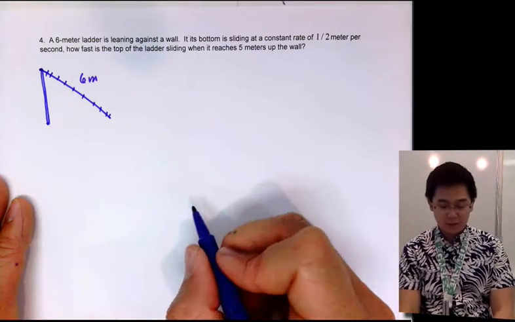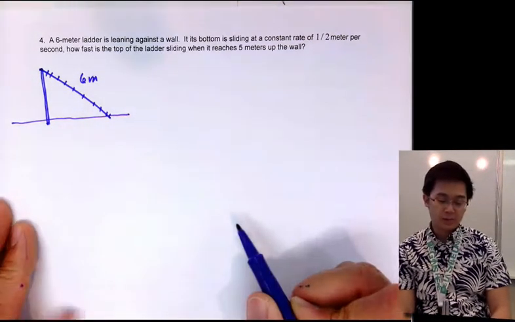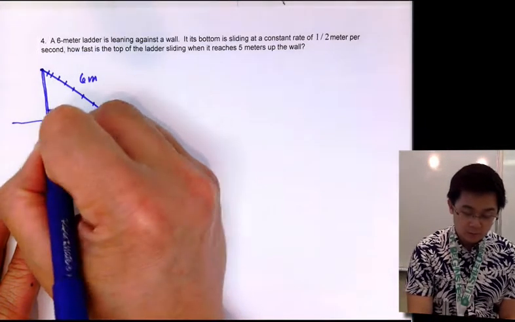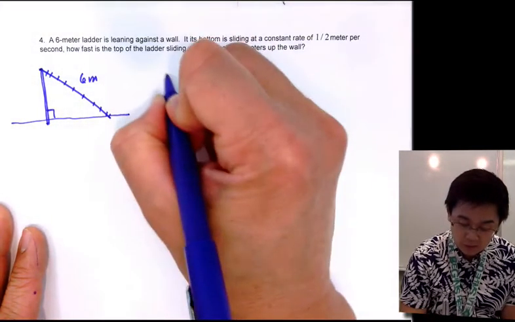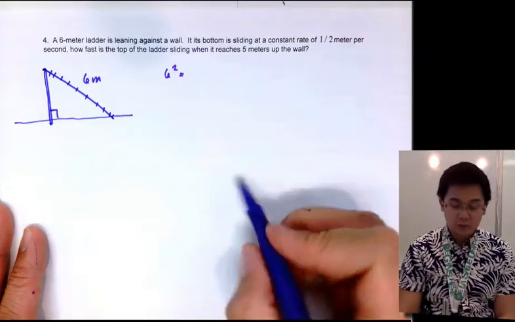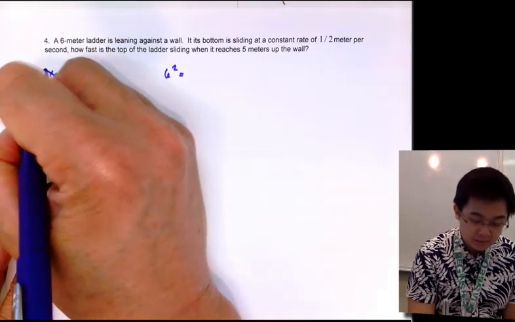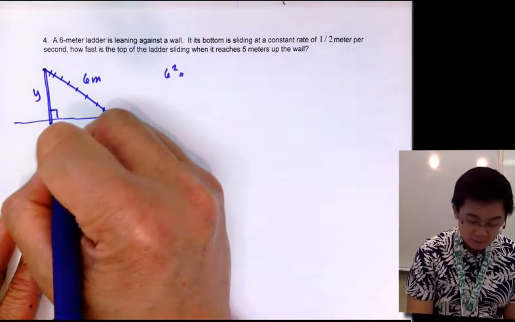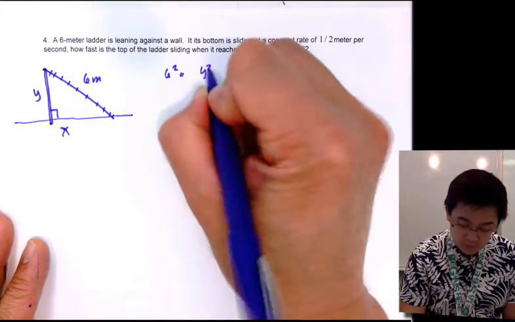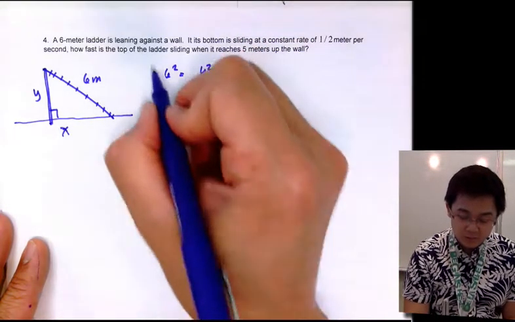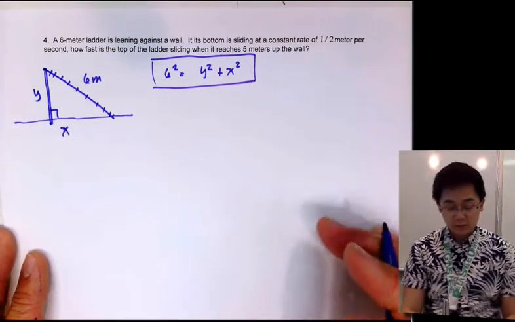And the ladder is 6 meters. So we know that we have a right triangle in this particular figure, and if we have a right triangle, we'll be able to use the Pythagorean Theorem for our equation. So our equation will be 6 squared is equal to legs squared plus legs squared. So the vertical leg, let's label it as y, and the horizontal leg is going to be x. So we'll have y squared plus x squared. So this is the equation that we're going to be using in solving our related rates problem.